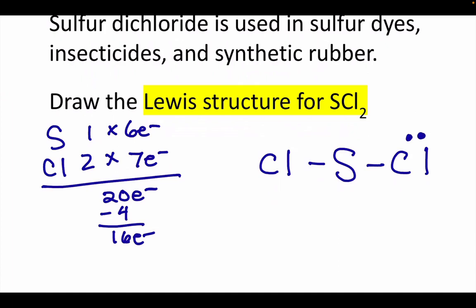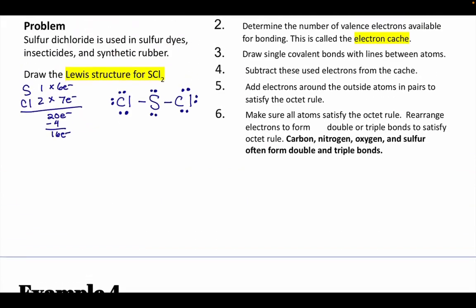Place them in pairs: 2, 4, 6. Then I go to the other chlorine. I don't go to the sulfur until very last, if I have enough. So 2, 4, 6, 8, 10, 12. Now I go here, 14, 16. And then I evaluate it. I can see that this chlorine has 8, this chlorine has 8, and this sulfur has 8. And that is it for this video.